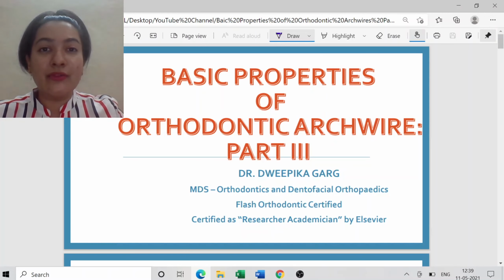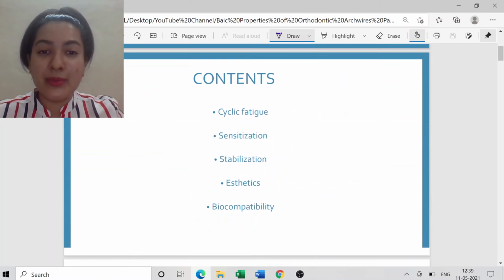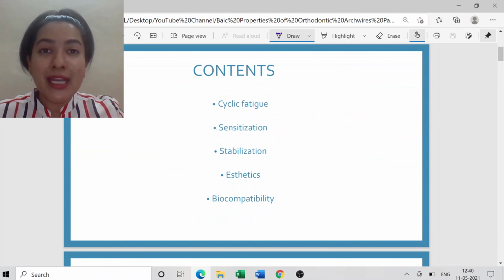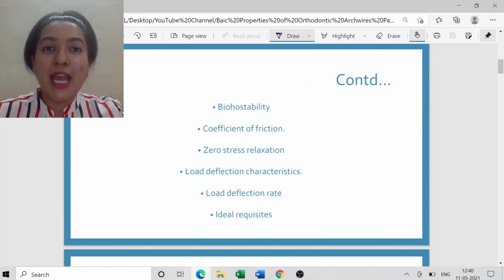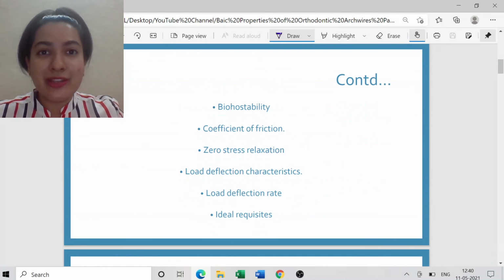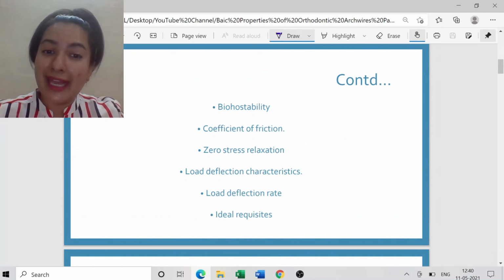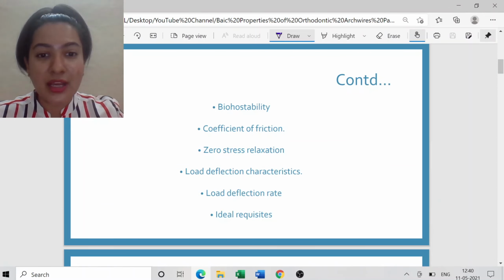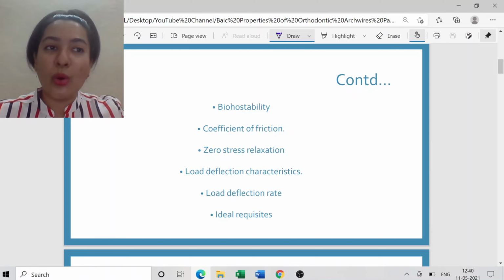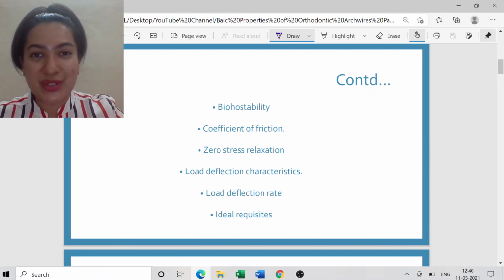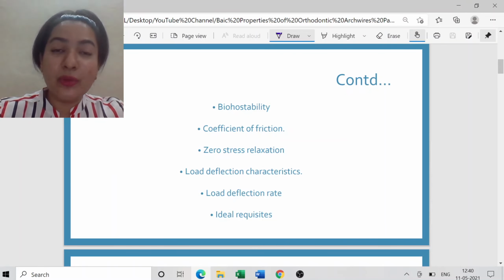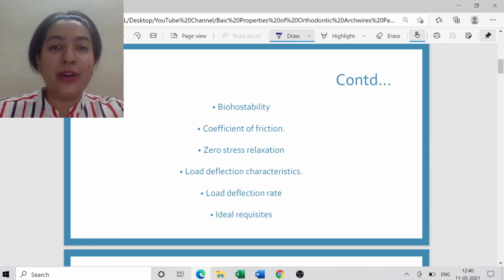So today we would be covering the third part, wherein we would be seeing what is cyclic fatigue, sensitization, stabilization, aesthetics, biocompatibility, biohost stability, coefficient of friction, zero stress relaxation, load deflection characteristics and load deflection rate, followed by the ideal requisites of basic properties of orthodontic arch wire. And with this, we would be concluding this particular topic.